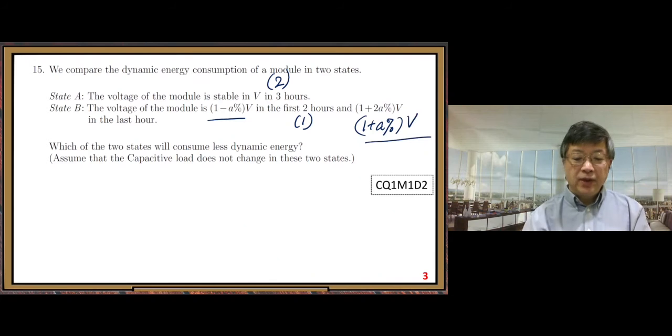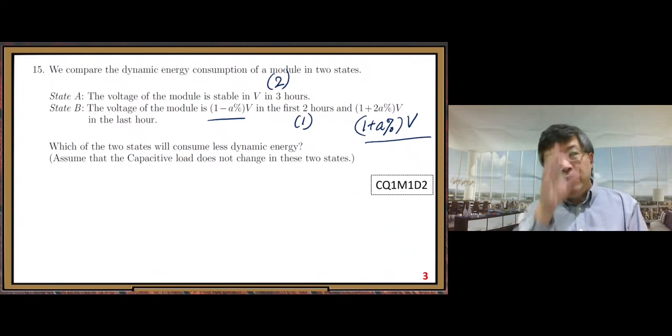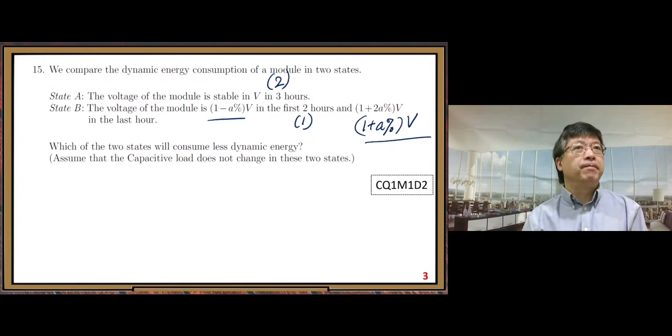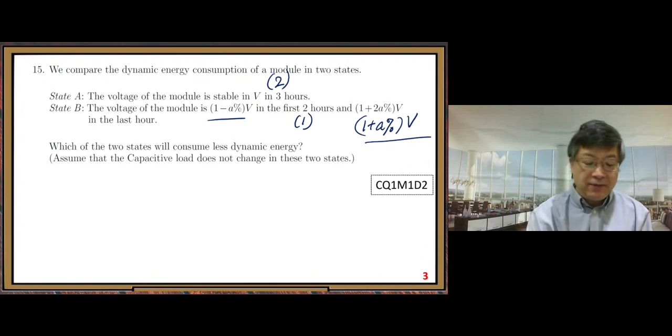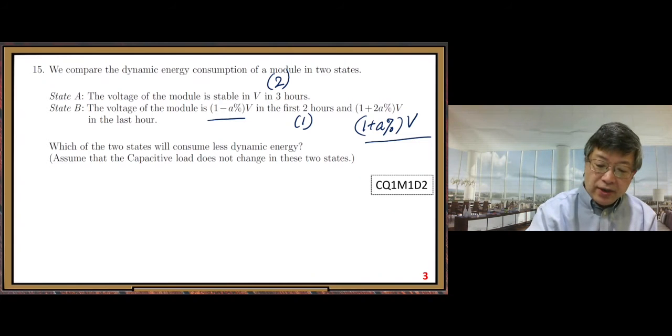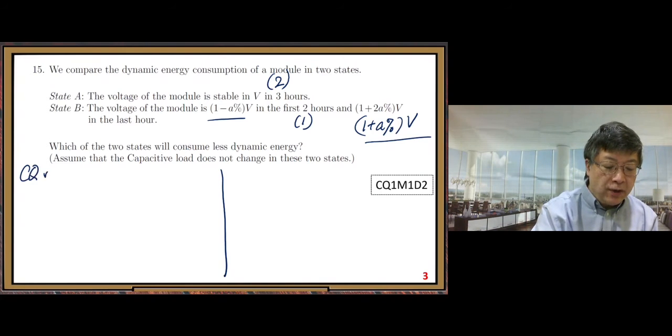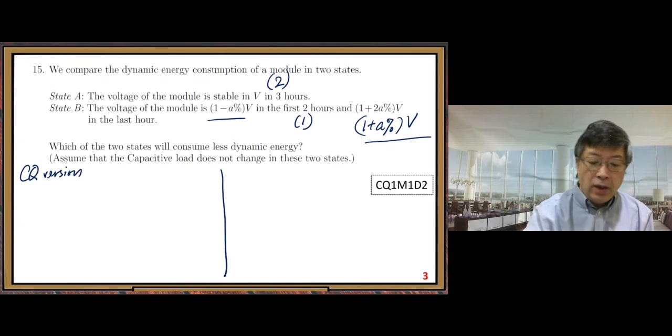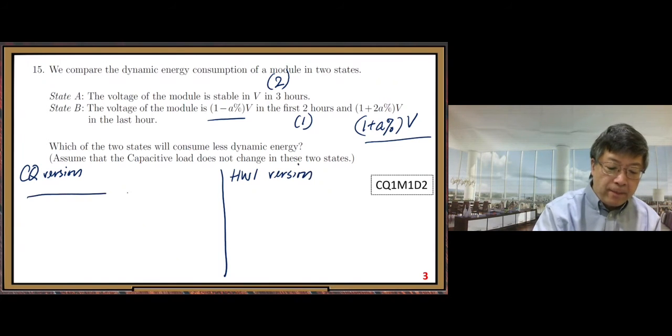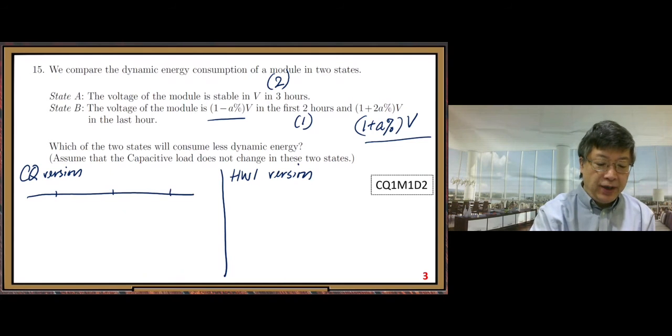Okay? So then we compare. Here, I modified it a little bit, the method is exactly the same. We can look at it in this way: the comprehension question version, CQ version, and the homework 1 version. So you just draw a diagram. CQ version, 2 hours.